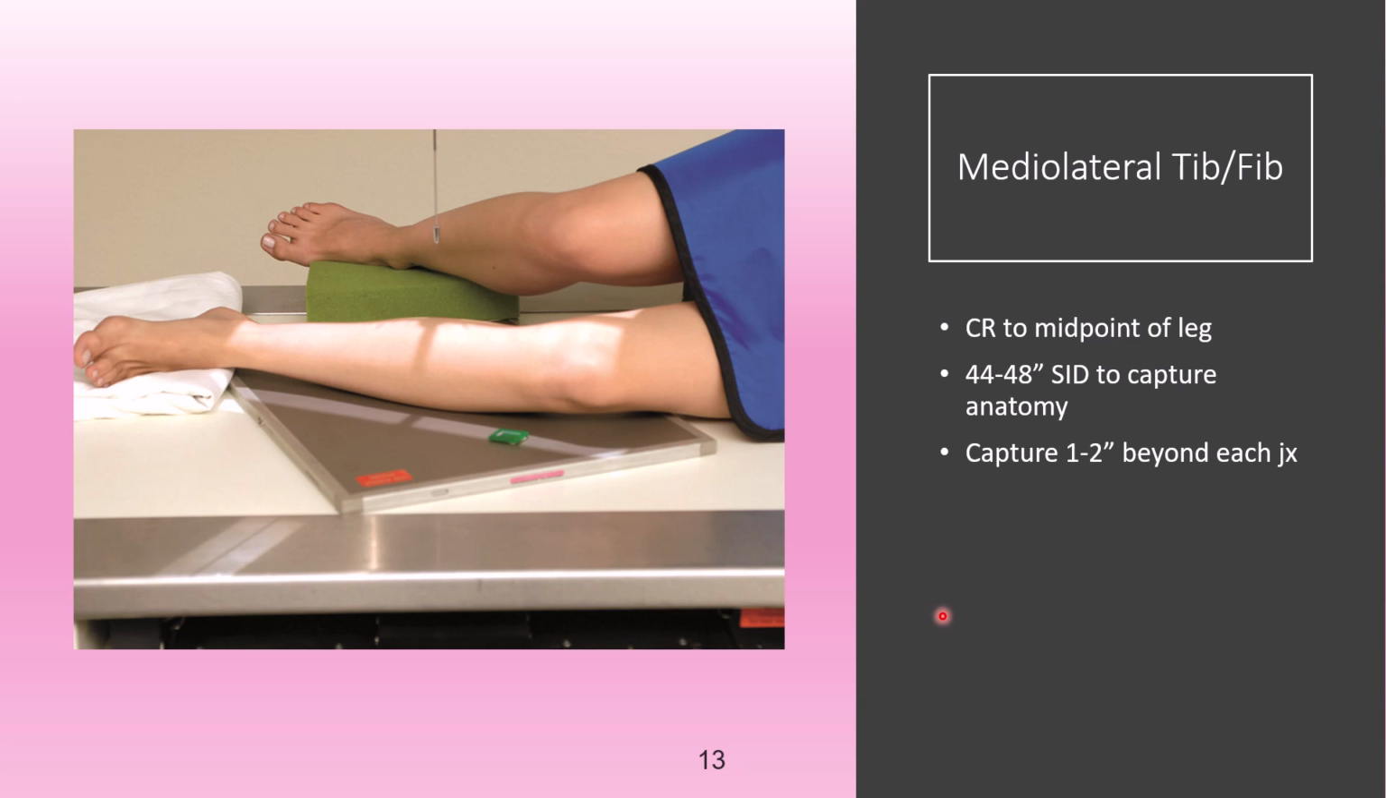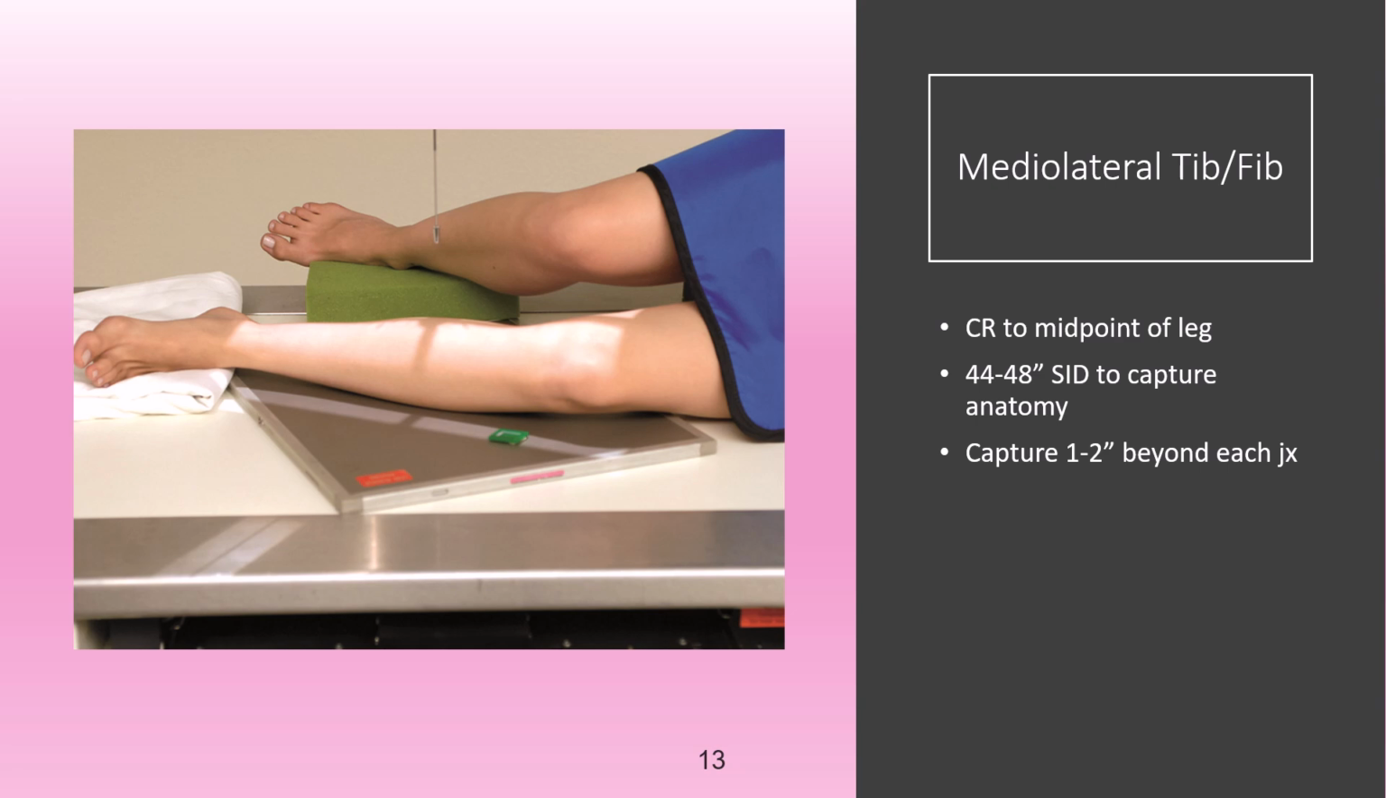You can see that this IR is diagonal. And notice it says you have to be capturing at least 1 to 2 inches beyond each joint. So you can see the patella here, which means the knee joint is probably right here, and they're definitely capturing more. And we can see the medial malleolus here, so I'm sure they have both joints on there. Their SID would be a little raised, between 44 and 48 inches. They're using 70 kVp at 2 mAs.